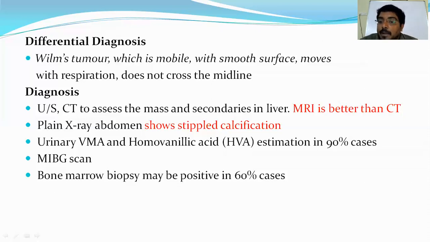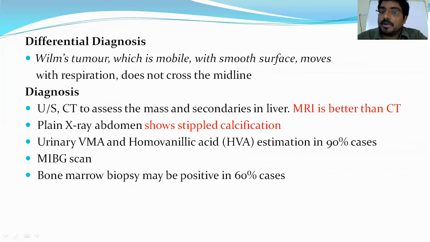And here MRI is better than CT. Ultrasound, CT and MRI. Plain X-ray of the abdomen shows stippled calcification. Urinary VMA and homovanillic acid estimation are positive in 90% of cases. MIBG scan and bone marrow biopsy may be positive in 60% of cases.